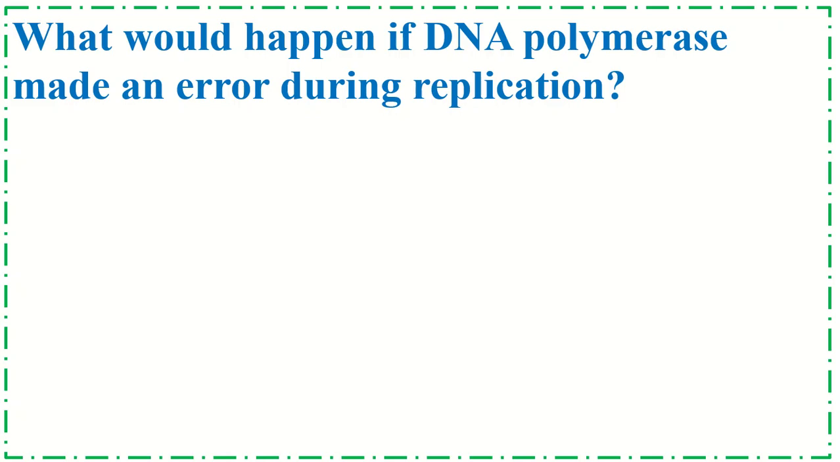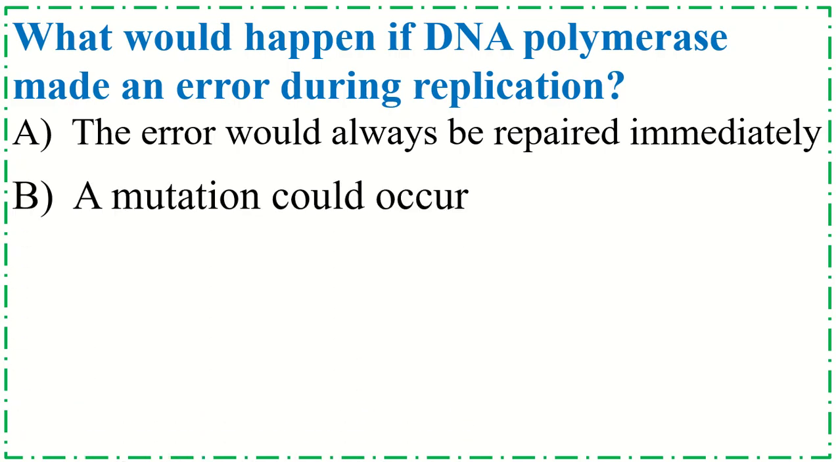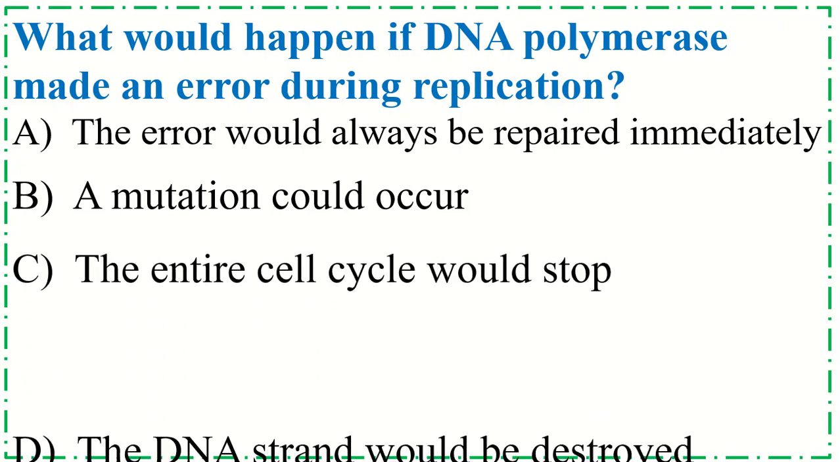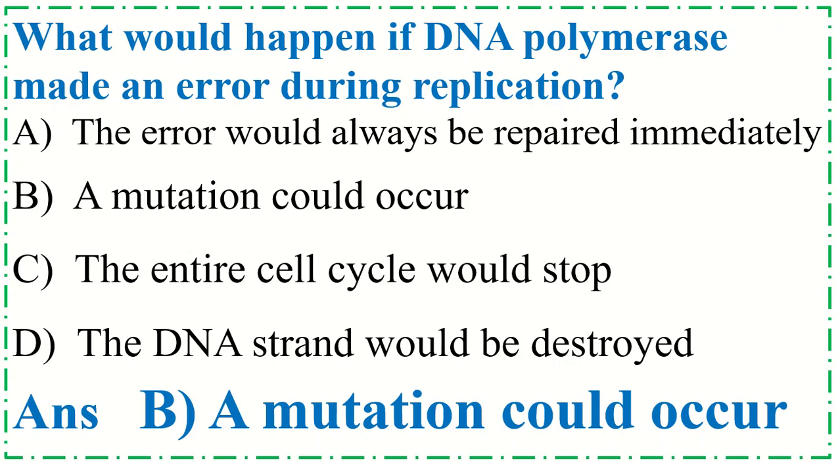What would happen if DNA polymerase made an error during replication? Option A, the error would always be repaired immediately. B, a mutation could occur. C, the entire cell cycle would stop. D, the DNA strand would be destroyed. Correct option is B, a mutation could occur.